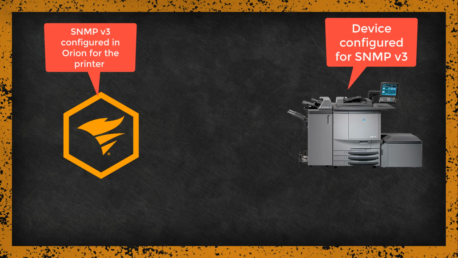The SNMP version you should choose depends on your environment. The most important aspect is to set the same SNMP version in the SolarWinds Orion settings as you have configured in your target device. If you select an SNMP version that is not supported by the server or device that you want to monitor, you receive an error message.